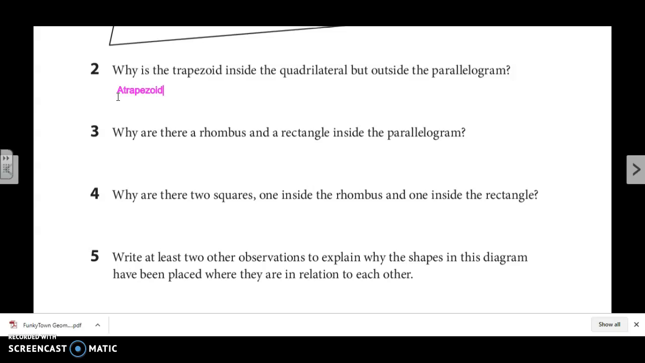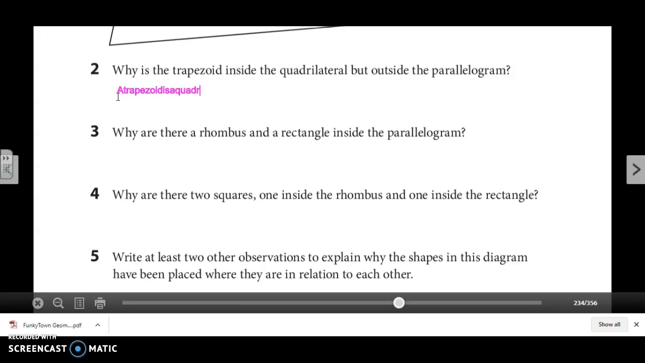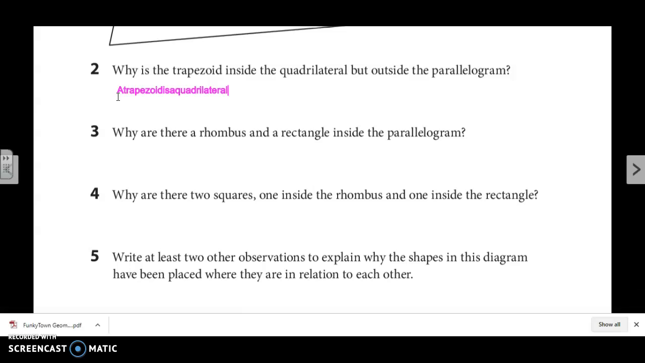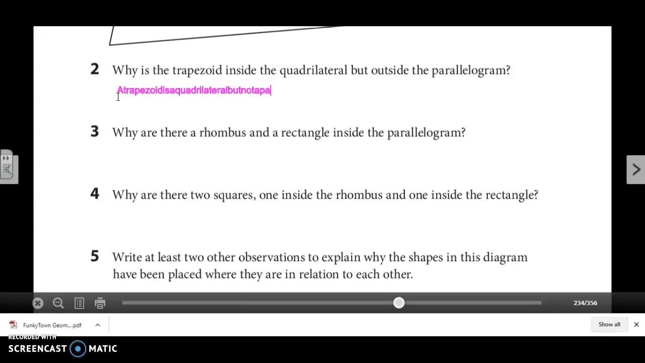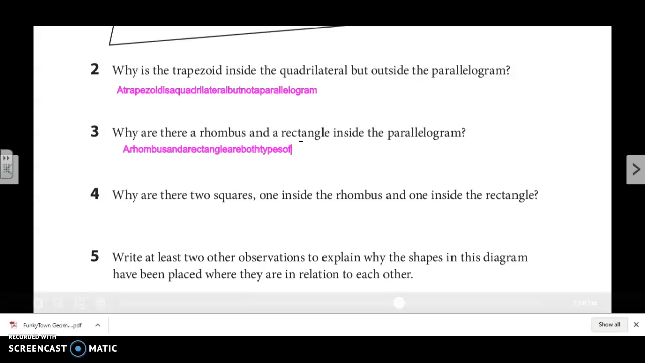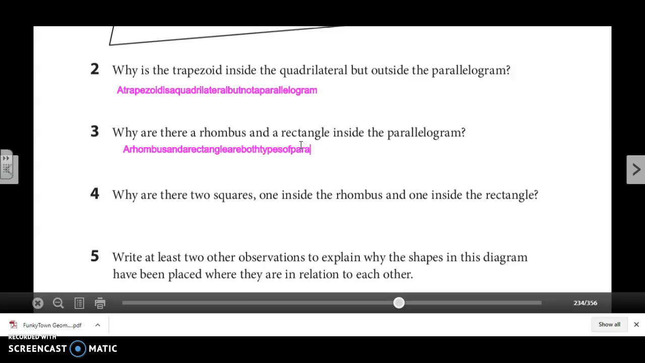A trapezoid is a quadrilateral, but not a parallelogram. And that is why it's inside the quadrilateral but outside the parallelogram. Number 3, why are there a rhombus and a rectangle inside the parallelogram? A rhombus and a rectangle are both types of parallelograms.